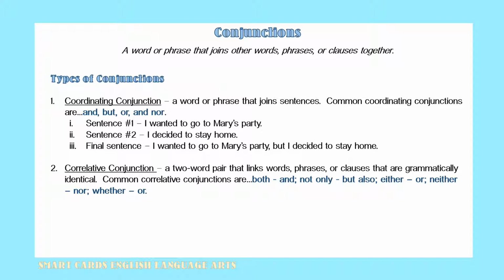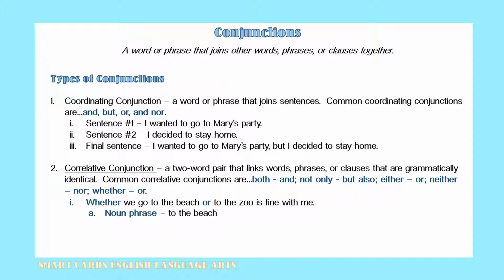Let's look at this example. Whether we go to the beach or to the zoo is fine with me. Clearly, we're using the correlative conjunction whether or. But let's check for the grammatically identical words, phrases, or clauses. We have the phrase, to the beach. This is a noun phrase.